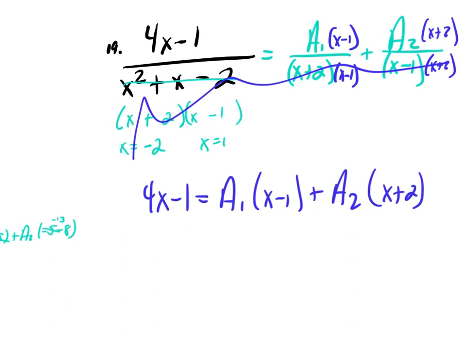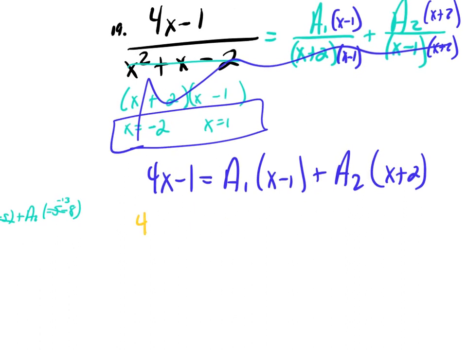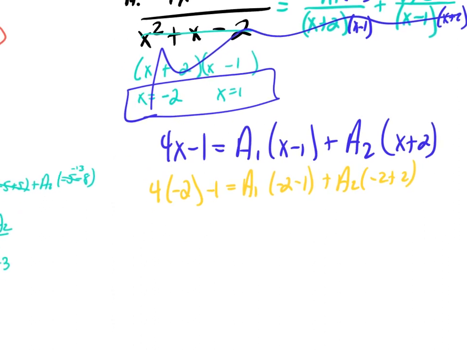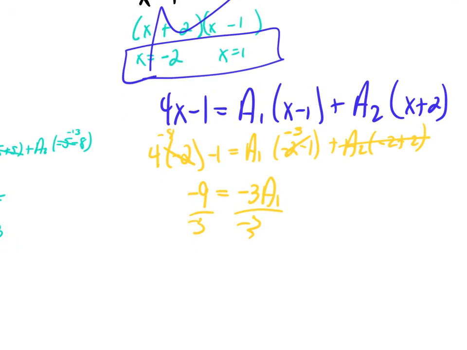And again, we said we were going to plug in negative 2 and positive 1. So 4 times negative 2 minus 1 equals a sub 1 times negative 2 minus 1 plus a sub 2 times negative 2 plus 2. So I have negative 8 minus 1 is negative 9 equals negative 2, negative 1 is negative 3. So negative 3 a sub 1, and my negative 2's cancel out. Divide by negative 3, and I have a sub 1 equals 3.